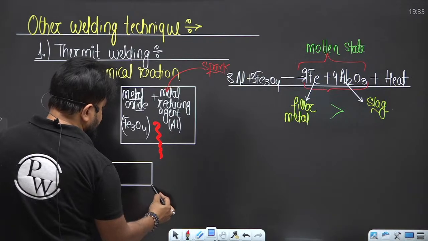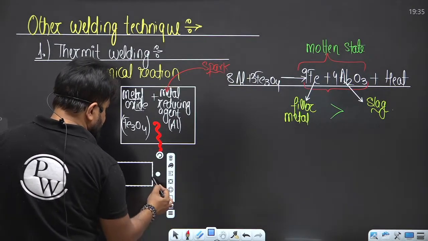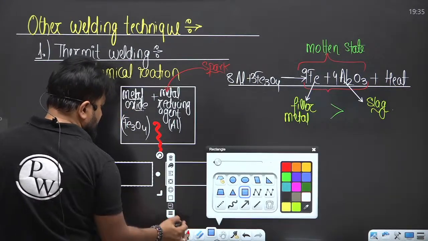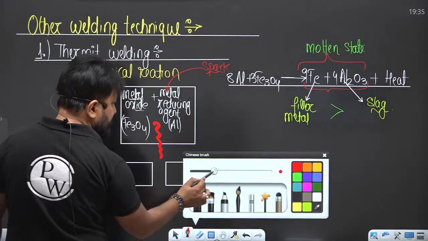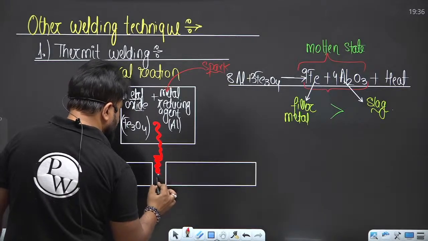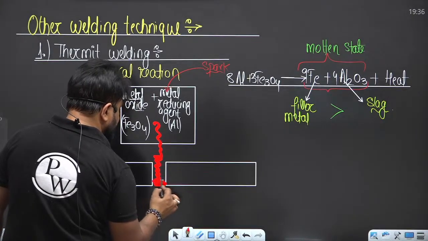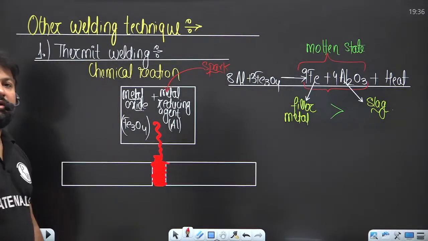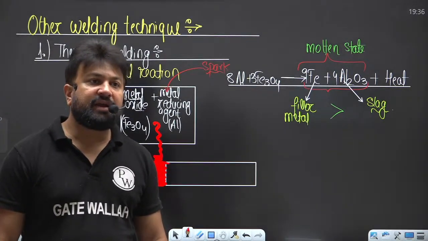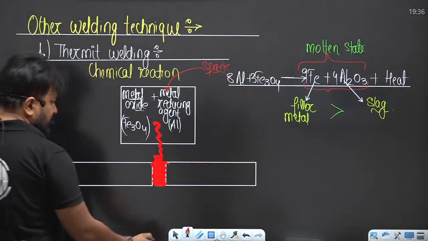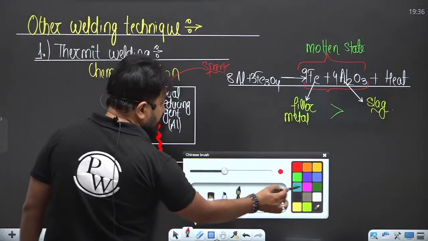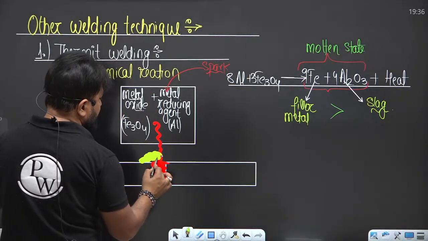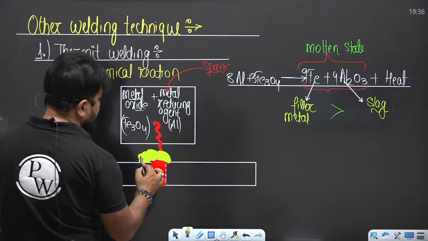My dear, this is a track, right? Now this filler metal will come down and fill in between the railway track. After that, what happened? A slag will come and cover the liquid metal.